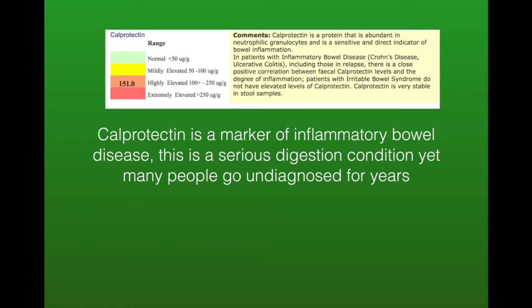Calprotectin is an inflammatory marker, and it's associated with a much more serious condition than just IBS, such as inflammatory bowel disease like Crohn's and ulcerative colitis. And it's amazing how many people go undiagnosed for years simply because they have never been tested for calprotectin. I had one client that had diarrhea for 15 years before she was tested by Planet Naturopath and found out she had inflammatory bowel disease.